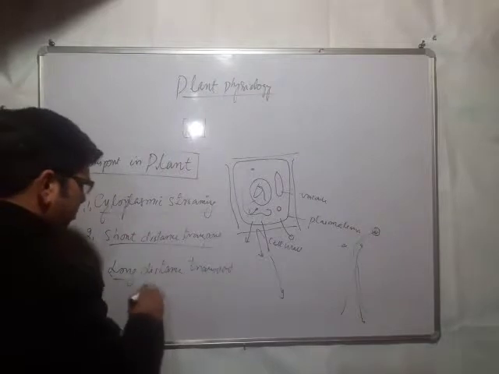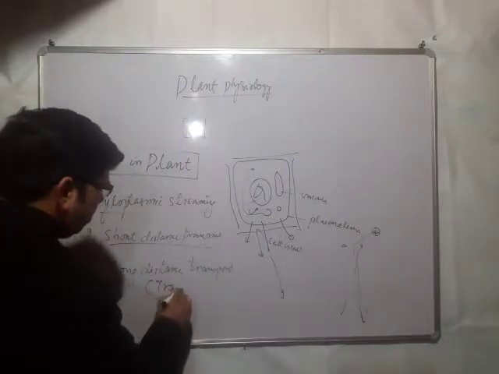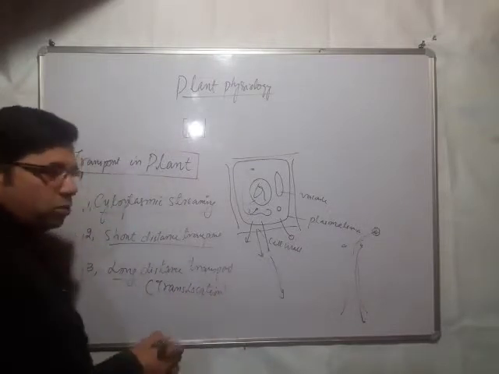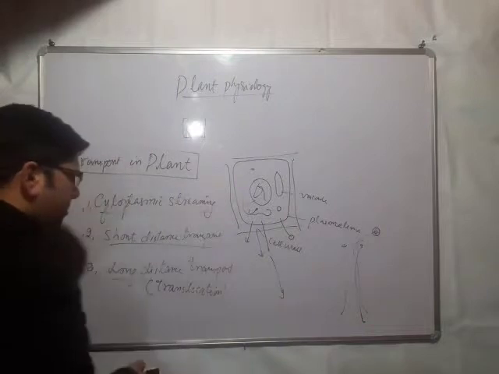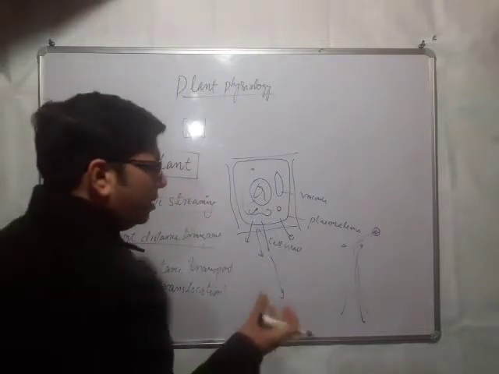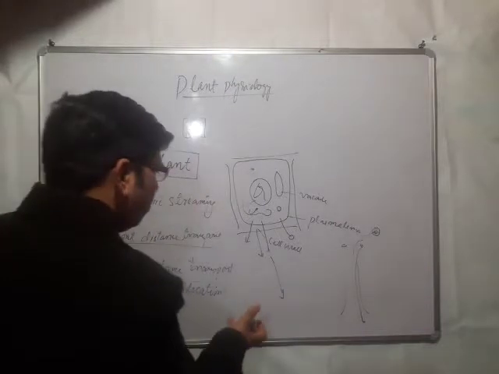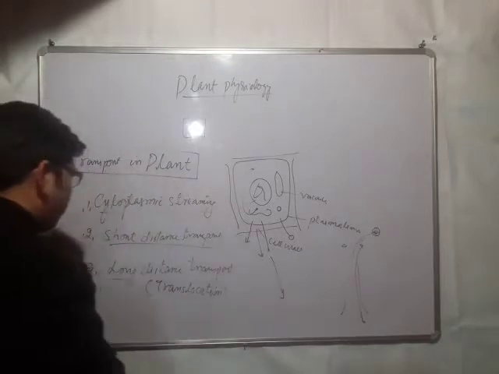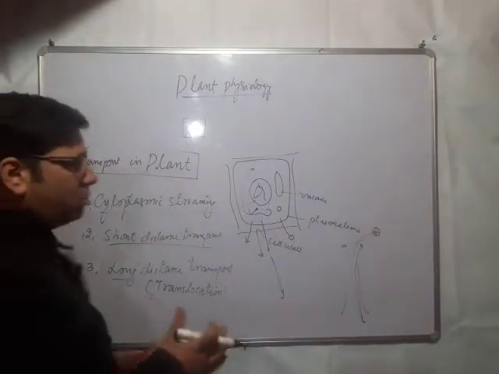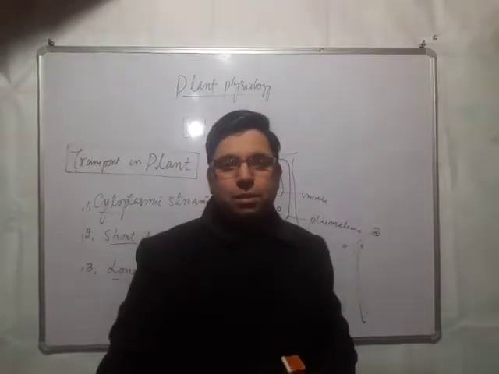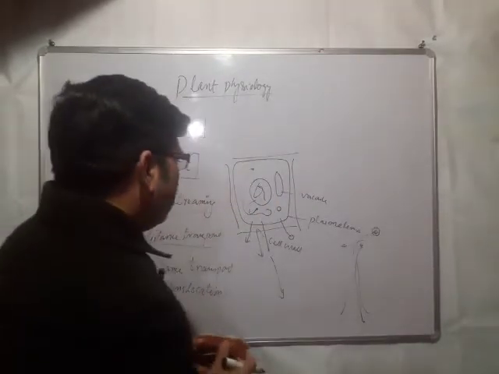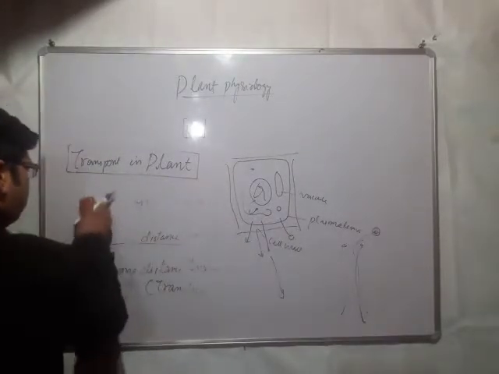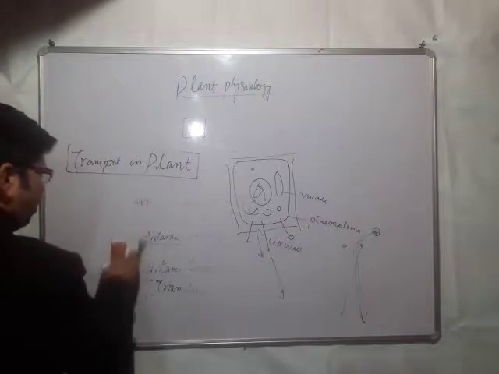This long distance transport is also called translocation. This is what is called translocation of solutes. Translocation is basically the movement of a particular chemical or solute from one part to another part, which have some distance between them. So these three are the broad categories of transport in plants. Now, if we see the transport of water, or xylem-based transport, that is unidirectional.